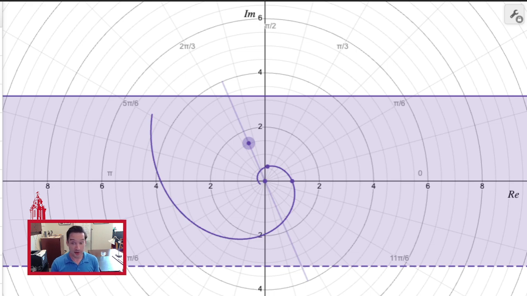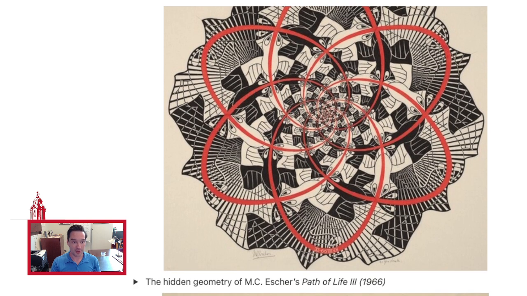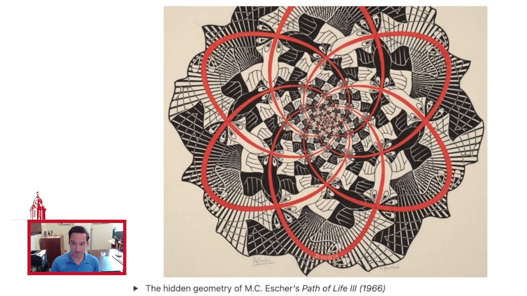So the question is then, what would happen if we applied that complex logarithm function to Escher's actual diagram? If we were to do that, it should answer the question definitively of, did Escher actually sketch logarithmic spirals on this diagram? And is there a regular planar tiling of these black fishbird-looking things that underlies that geometry? So this is what I call the hidden geometry of Escher's Path of Life 3.